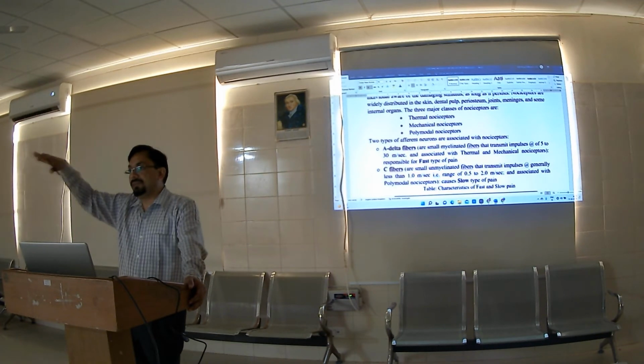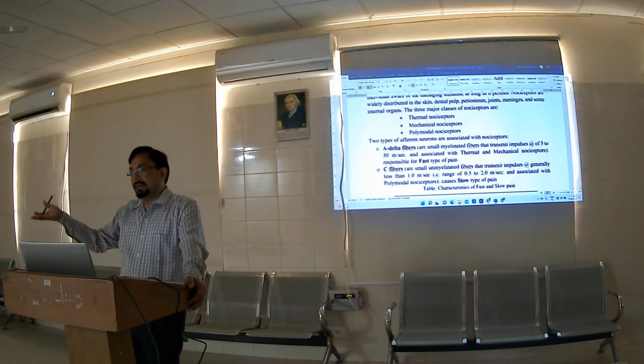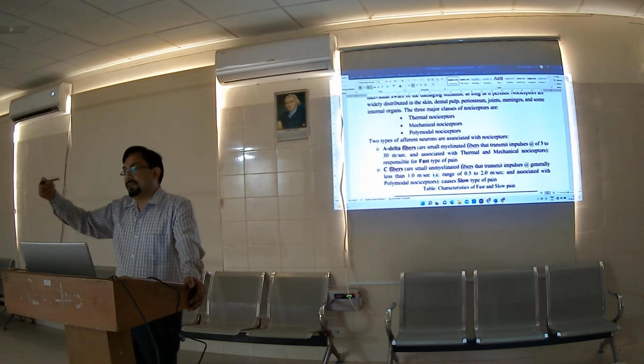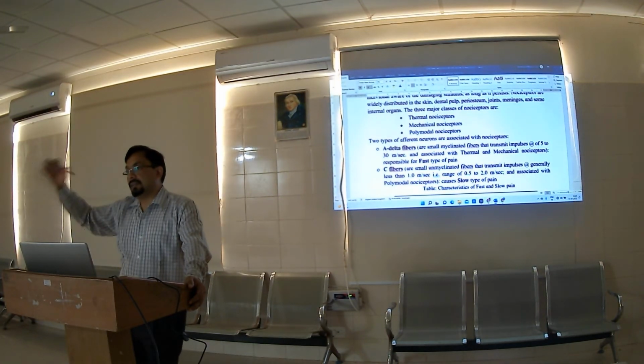There are two types of neurons existing in our body: myelinated and unmyelinated. In myelinated neurons, the action potential is propagated by a jumping action.